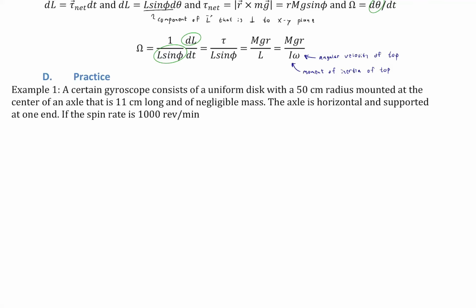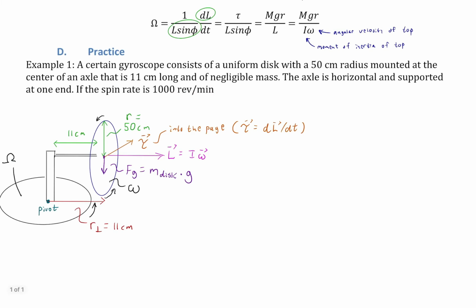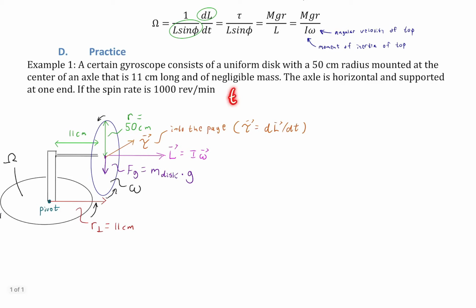But here we have a certain gyroscope that consists of a uniform disc with a 50 centimeter radius mounted at the center of an axle that is 11 centimeters long, of negligible mass. Okay, so we are only going to care about the cylinder part. The axle is horizontal and supported at one end. If the spin rate is 1,000 revolutions per minute, then what is the precession rate?